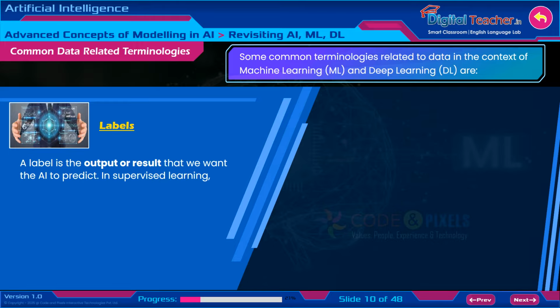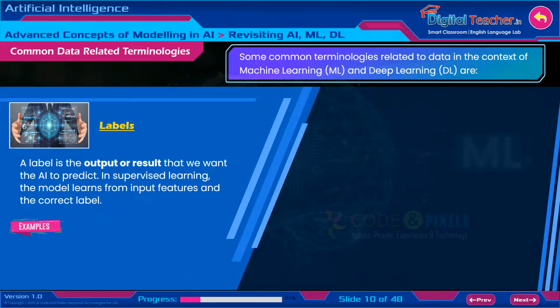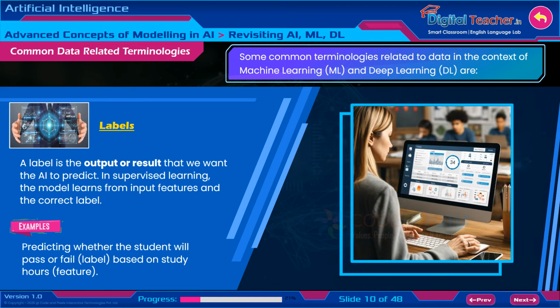Labels. A label is the output or result that we want the artificial intelligence to predict. In supervised learning, the model learns from input features and the correct label. Example: predicting whether the student will pass or fail based on study hours.